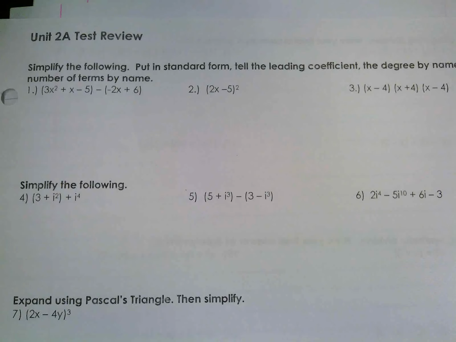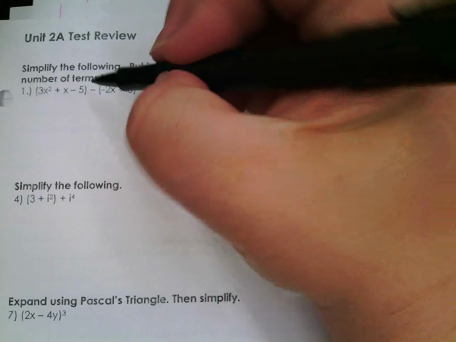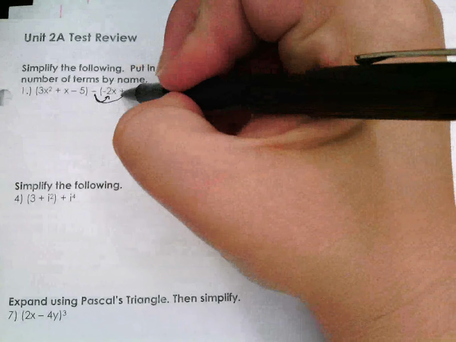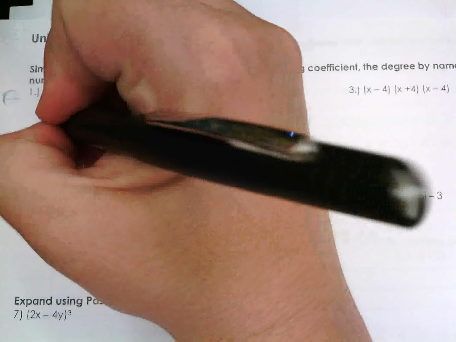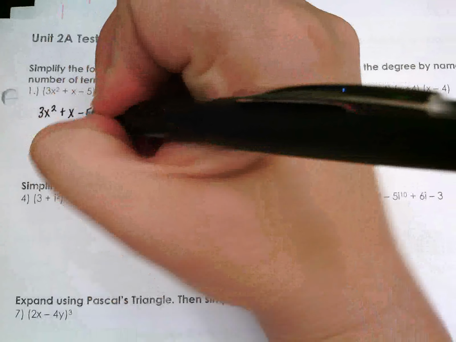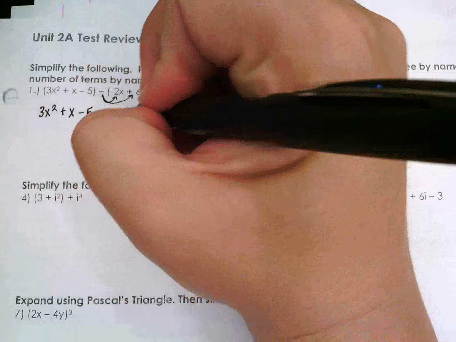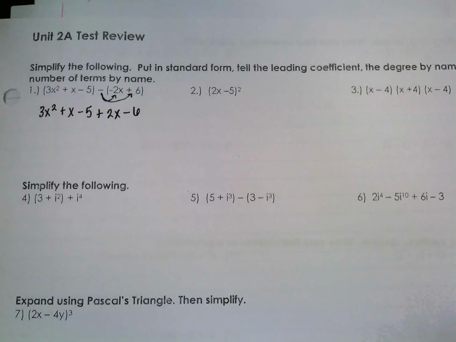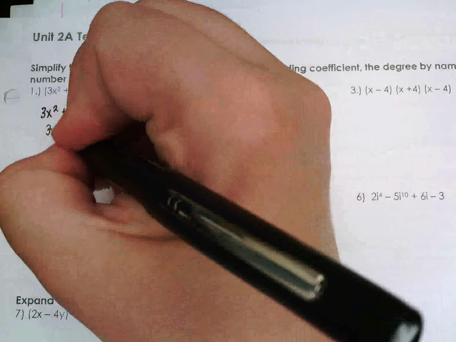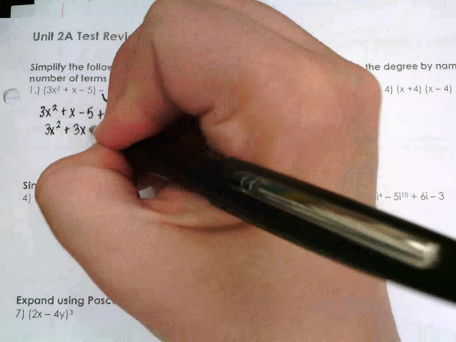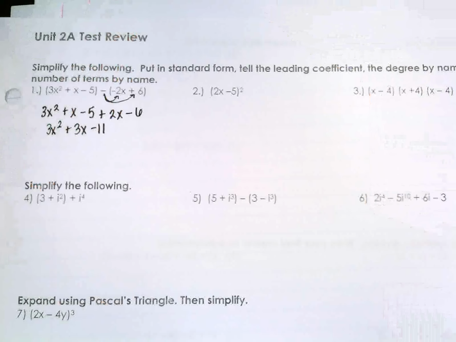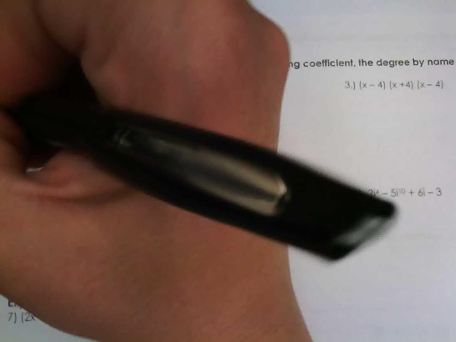Alright, so starting with number 1, this is just an add like terms, and then it wants us to put it in standard form, give the leading coefficient, the degree by name, and the number of terms by name. So because I see this minus sign here, we're going to go ahead and distribute that negative. And we've got 3x squared plus x minus 5 plus 2x minus 6. Now we want to add those like terms. So I've got 3x squared plus 3x minus 11. Alright, now that I've combined the like terms, it is in standard form.